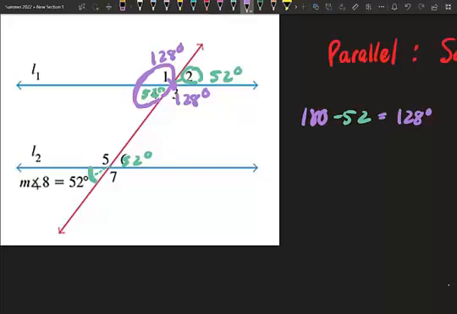Alright, we have alternate interior angles now. 3 and 5 are alternate interior. That means this is 128. And you see how they share the same vertex? So this is 128. You see how they're all the same numbers. There's only two numbers and they all share them. That's because of the word parallel.